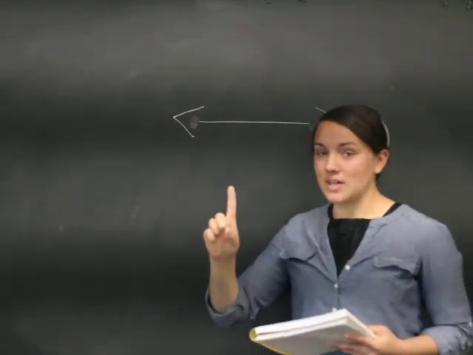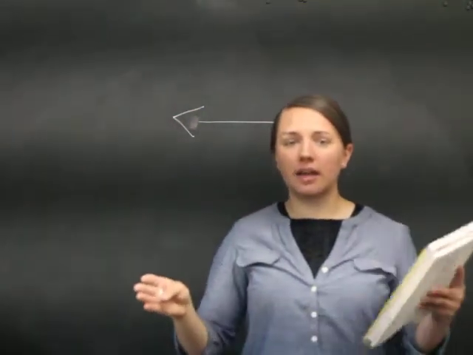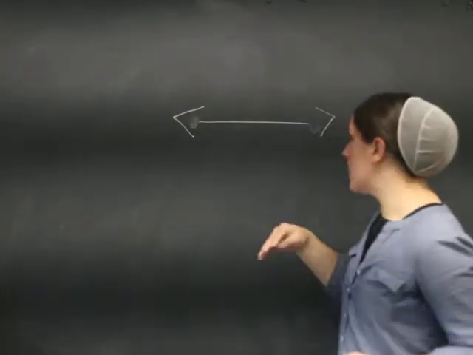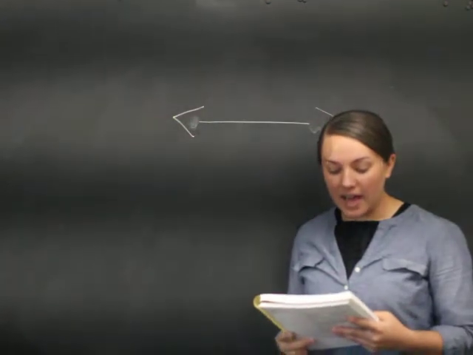A line never ends. And when we have a line with an arrow on each end, that's called a line. So we have a point now. We had a line segment, which has a starting point and an ending point. And now this is a line. It does not have a starting and ending point. It never ends.